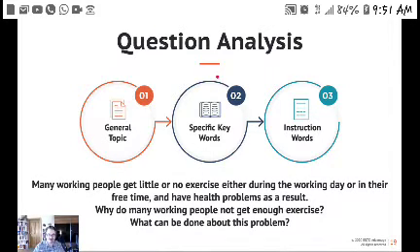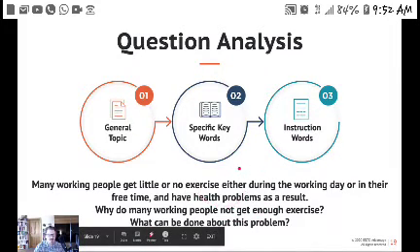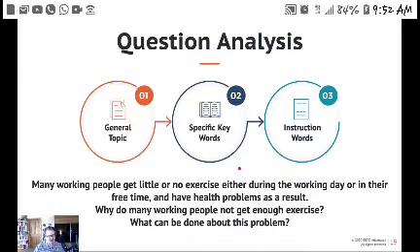So if we had a look at this question: many working people get little or no exercise either during the working day or in their free time and have health problems as a result. Why do many working people not get enough exercise? What can be done about this problem? So if we follow this three-step system, what is the general topic? The general topic is health and exercise.